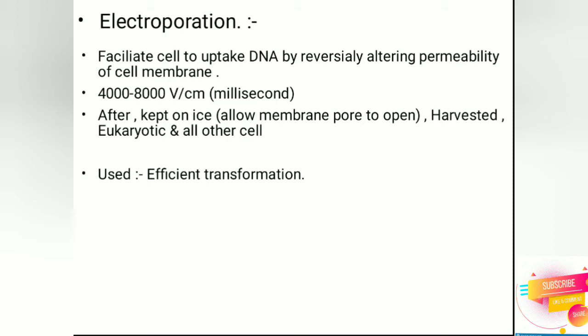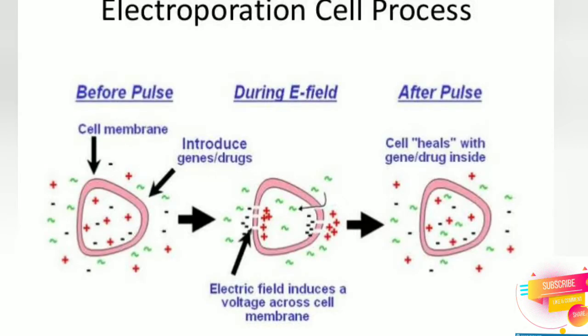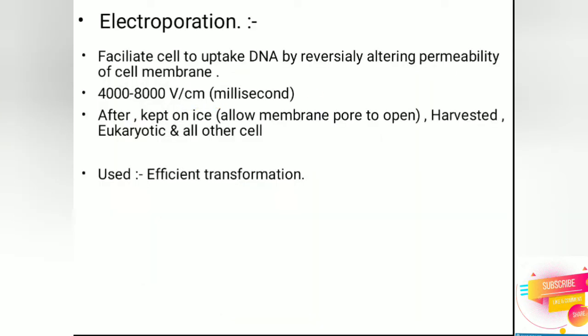Next one is electroporation. This method is also used to introduce desired DNA into the host cell. Here we use a very small electric voltage, 4000 to 8000 volts per centimeter, for a millisecond only. We introduce the current into the solution of calcium chloride.